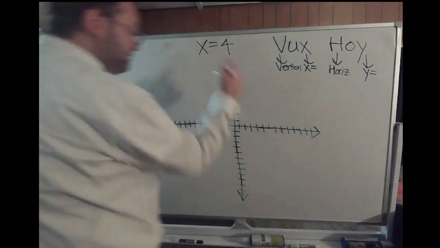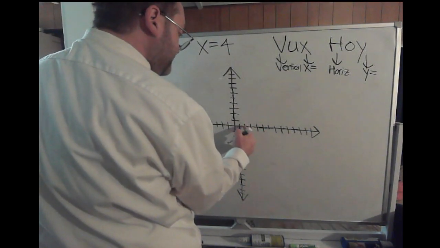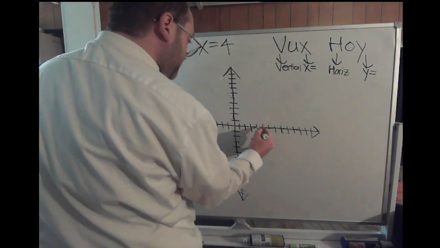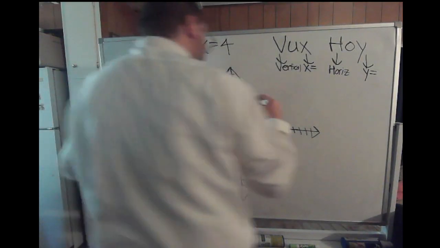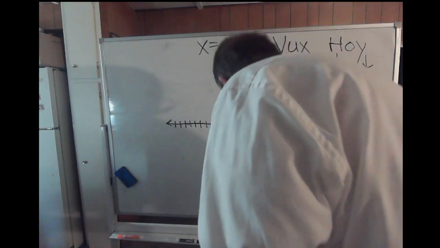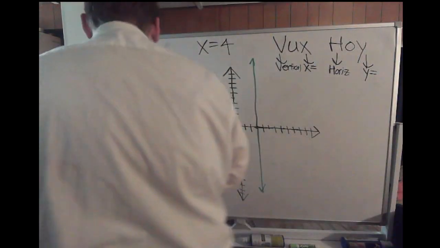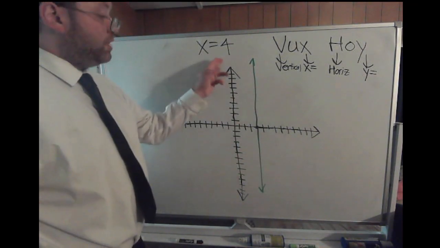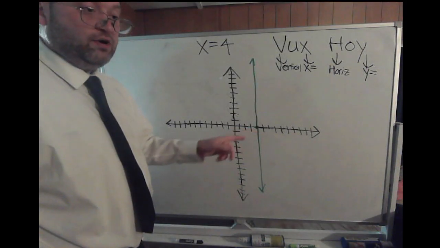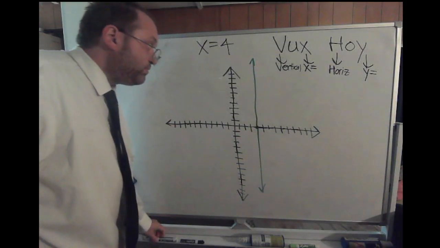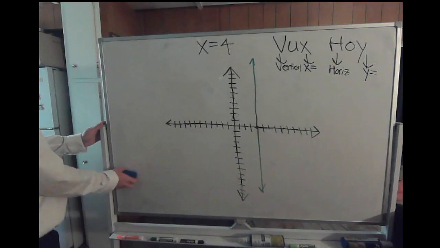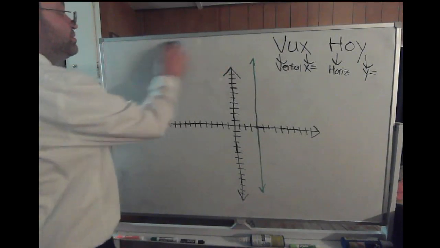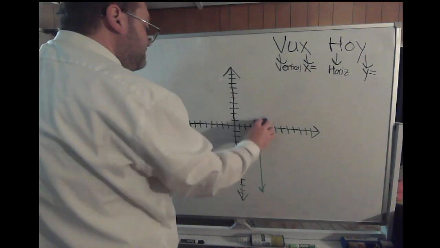Now, x equals 4 means you find where x equals positive 4, which would be at 4, 0. Then all you're going to do is draw a straight vertical line through it. So if you have x equals, it's a vertical straight line through where x equals 4, which would be 4, 0. That's all it is. I'm going to keep that VUXHOY up there for the rest of the lesson because I think it's going to come in handy.